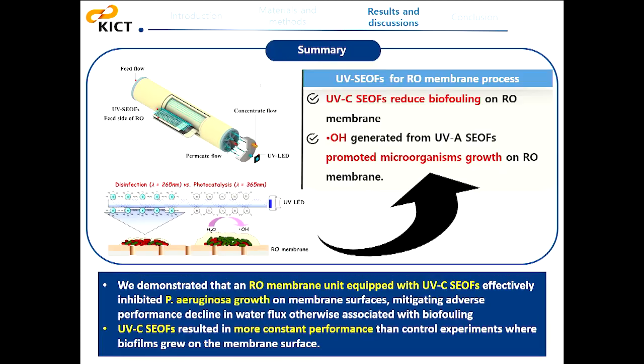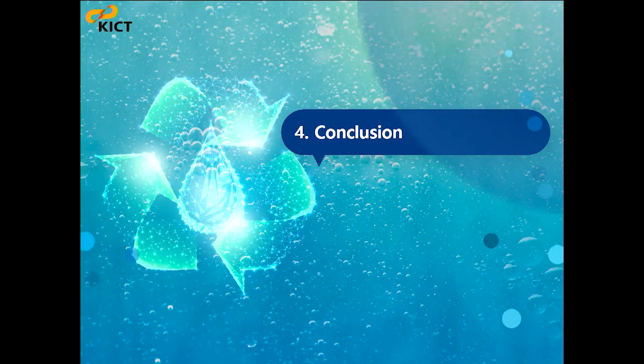So to summarize my presentation, we demonstrated that the reverse osmosis membrane unit equipped with the UV side-emitting optical fiber effectively inhibited Pseudomonas aeruginosa growth on the membrane surface, mitigating the adverse performance decline in water flux otherwise associated with biofouling. And also, UV-C side-emitting optical fiber resulted in more constant performance than the control experiment, where biofilm grows on the membrane surface.